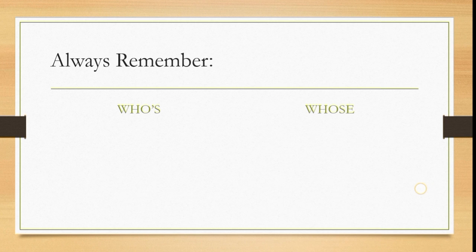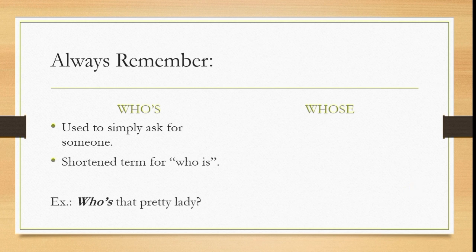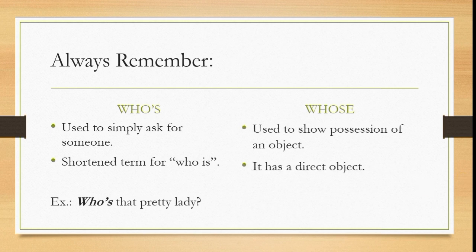Next, always remember, who's is used to simply ask for someone. Example, who's that pretty lady? And whose is used to show possession of an object, and it always has a direct object. Like example, whose necklace is this? With the word necklace here as the direct object.